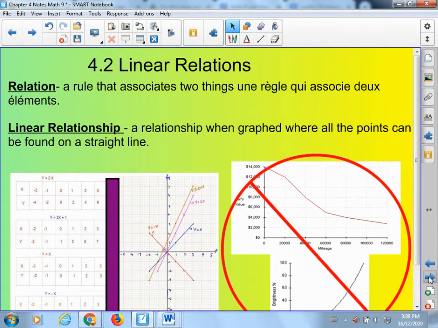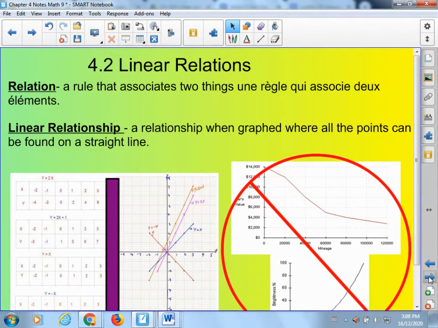So 4.2 is specifically looking at linear relations. A relation is just a rule that associates two things. I have a little bit of French in here for you. Okay, so it's just a rule that associates two things to each other. A linear relationship means that when it's graphed, all the points can be found on one straight line.